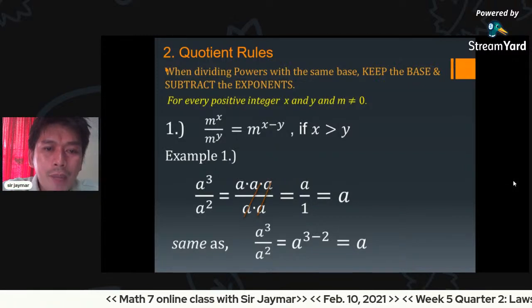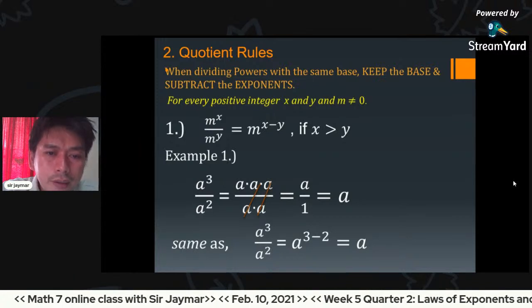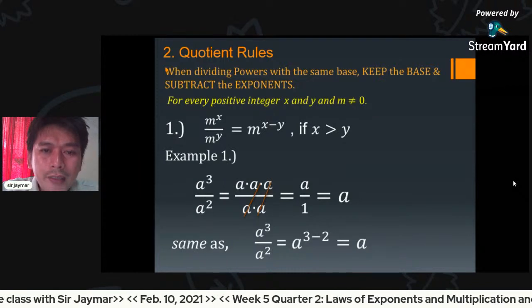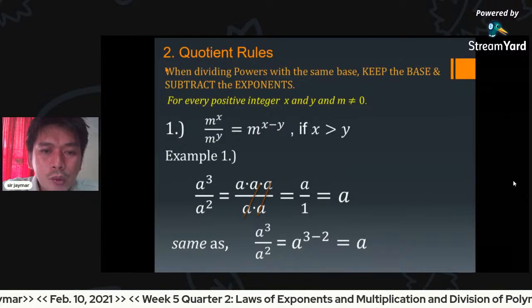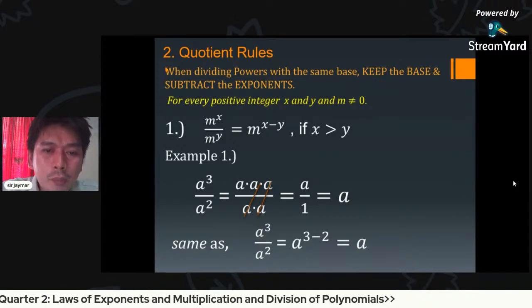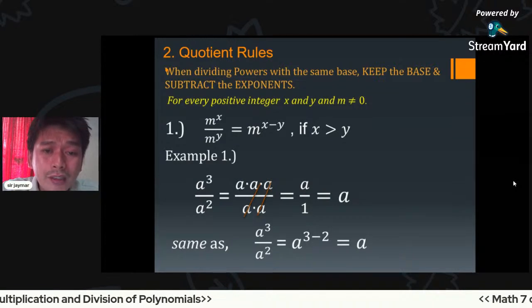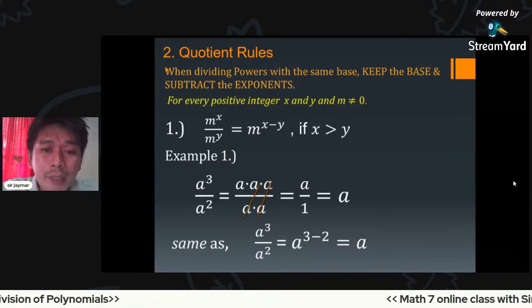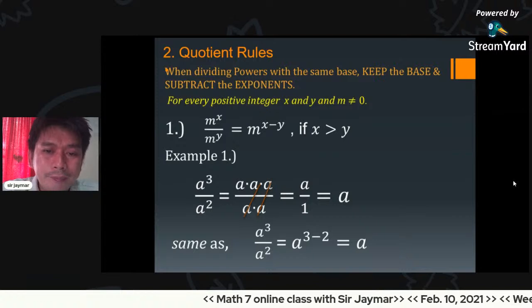Same as a cubed over a squared, it will become a raised to 3 minus 2, because the exponent of the denominator is subtracted from the greater exponent of the numerator. So the remaining will be a raised to 1, or a. Okay, next, ma'am.